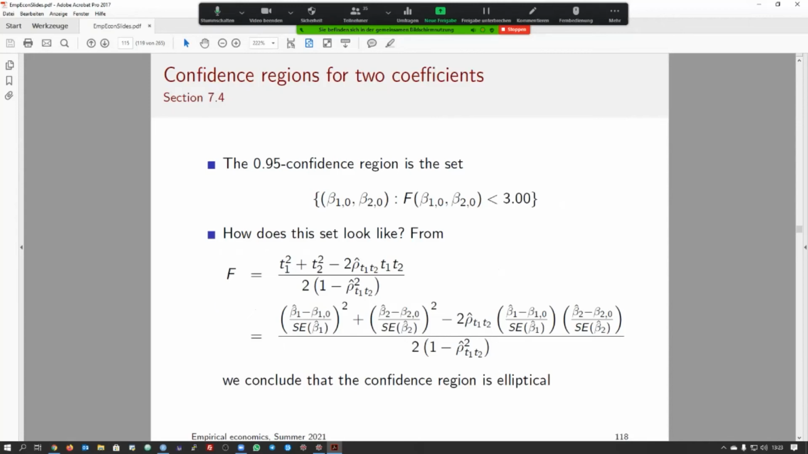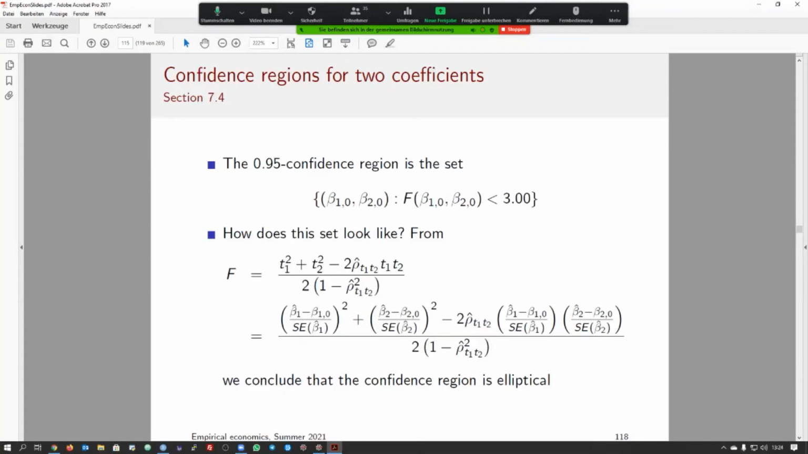Now we can define our confidence region as the set, with the curly brackets, that contains all tuples of beta 1 and beta 2 values with an F statistic of beta 1 and beta 2 that is smaller than 3. So that's what this line here states. We take the set that contains all these combinations of beta 1 and beta 2 that would not be rejected by this F-test. Now, what does this set look like?